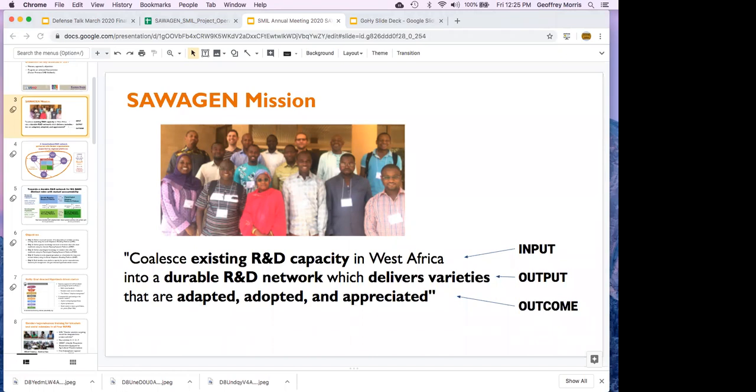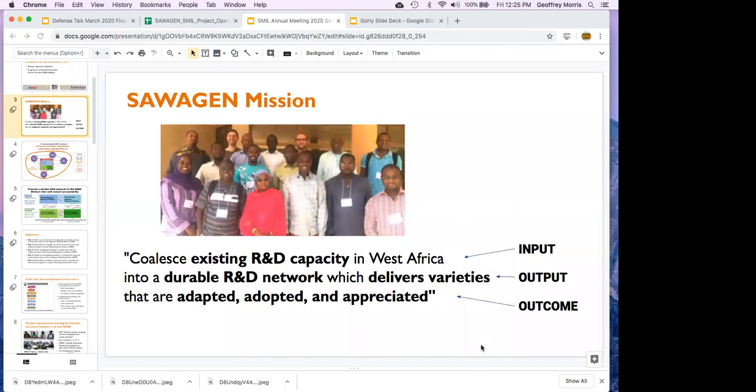Yeah, Peter Madeline has another question, asking us to underline the concrete milestones towards the development of sorghum varieties that are adapted, adopted, and appreciated. What specific outcomes do you expect to achieve in the next 4 years? What metrics will you apply to assess success? Thank you.